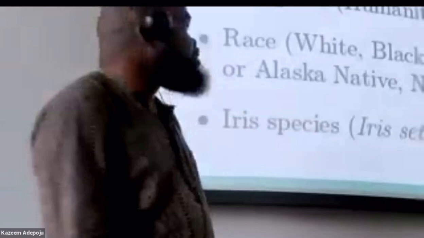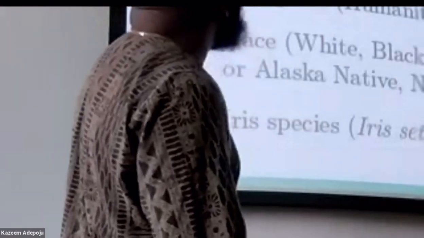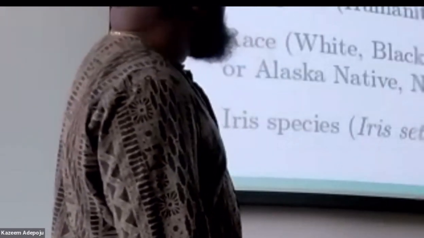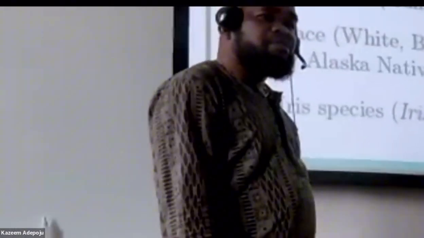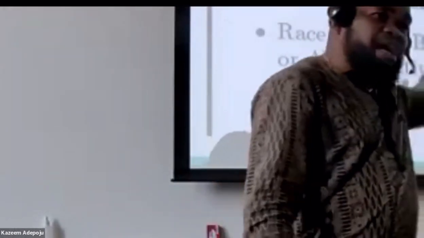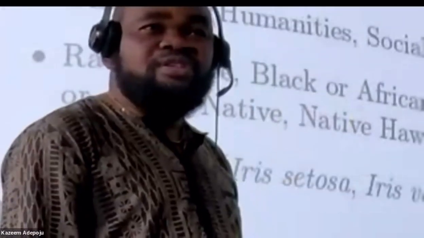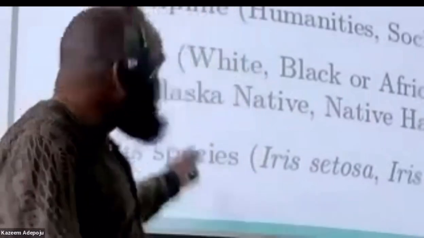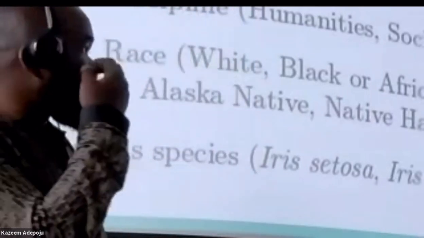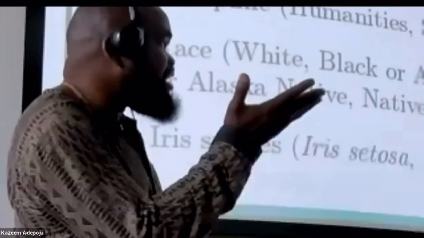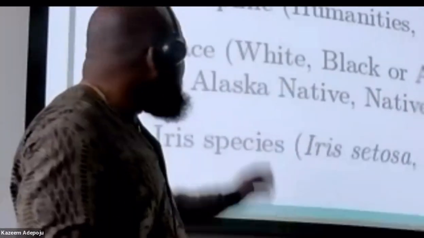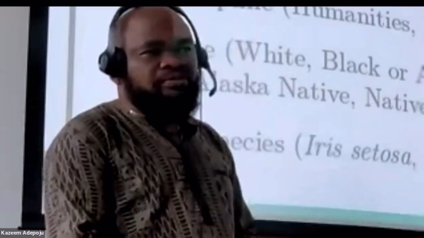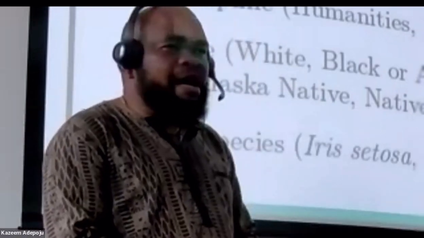Take a look at this. I'm going to walk you through an example right now. An example is discipline: humanities, social science. They are not ordered because there's no discipline that is superior. Does that make sense? Imagine your response variable is discipline and you have more than 2 levels. Or race: White, Black or African American, Asian, American Indian or Alaska Native, and so on. We have more than 2 levels for the response, and they are not ordered.